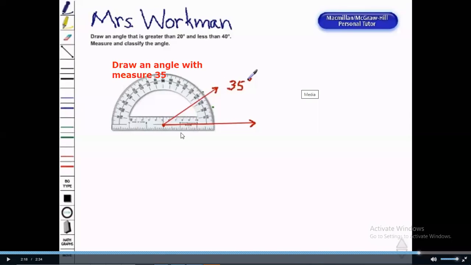Draw angle. Just draw one ray, which is called the vertex or the side of the angle. At its end point, place the protractor with its center on the end point and the 0 line on the ray. Count from 0 until 35, which is what's given. Place a dot there, and then join it to the end point of the ray. Now you have the angle. Another example I will show you.